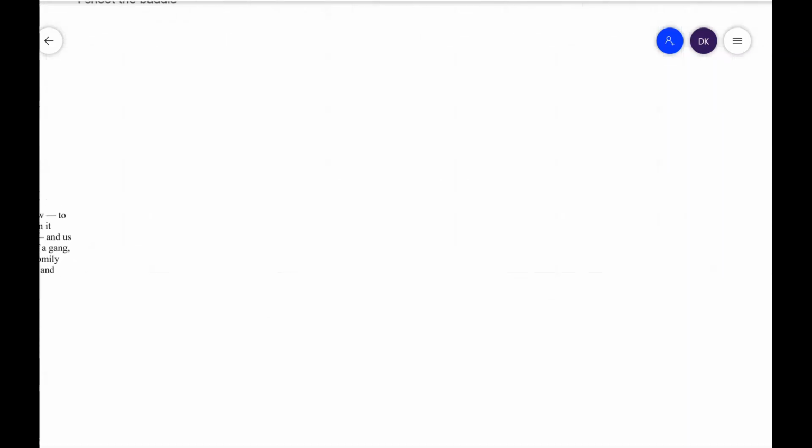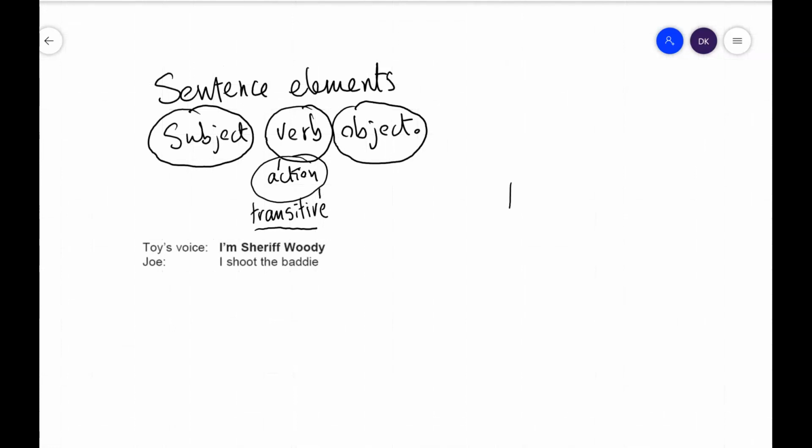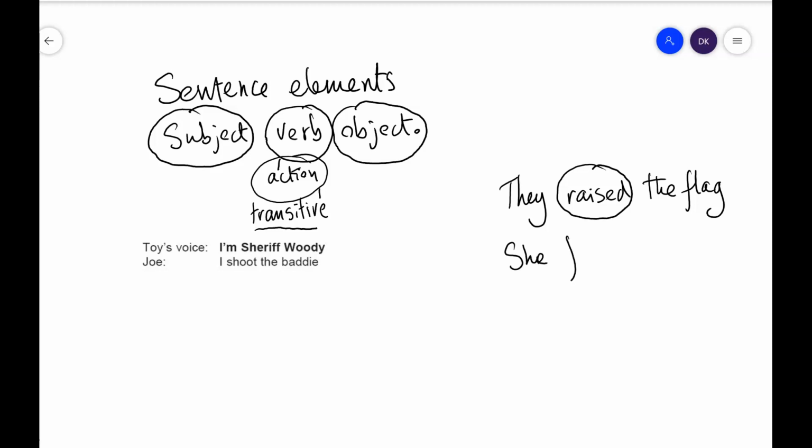As in, for example, they raised. What did they raise? They raised the flag. This is a transitive verb in action. She fired. What did she fire? She fired the gun. A transitive verb then basically is a verb that requires an object. It asks for an object.